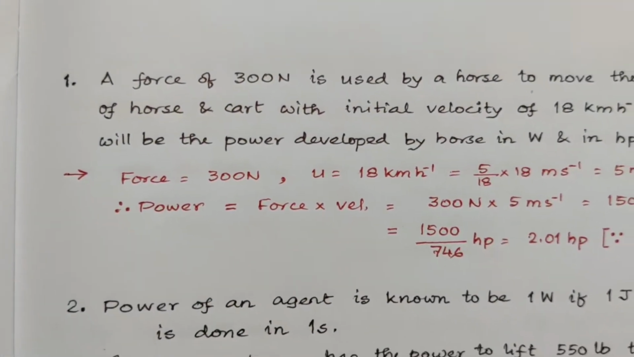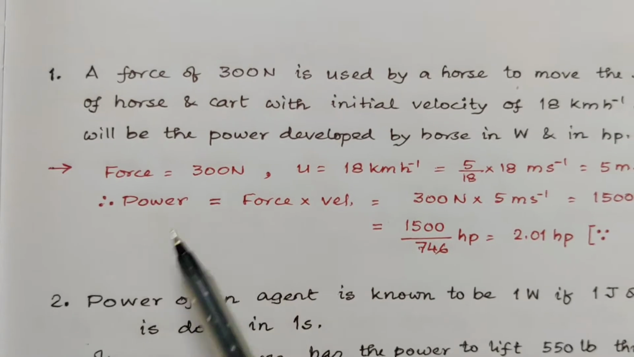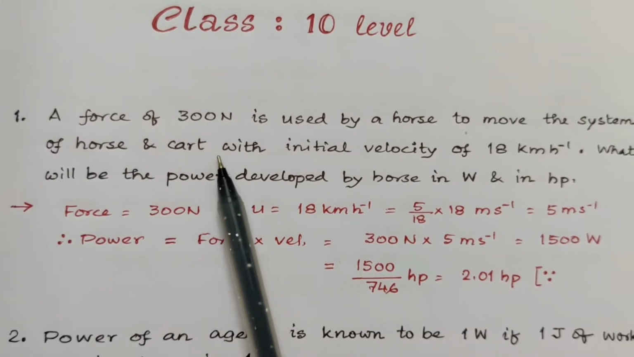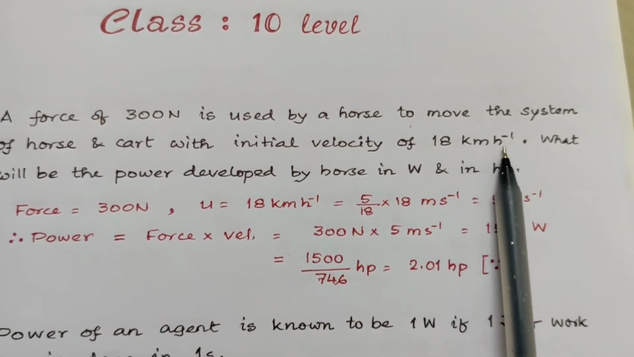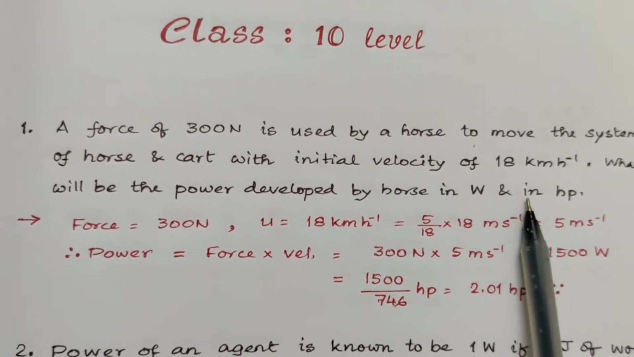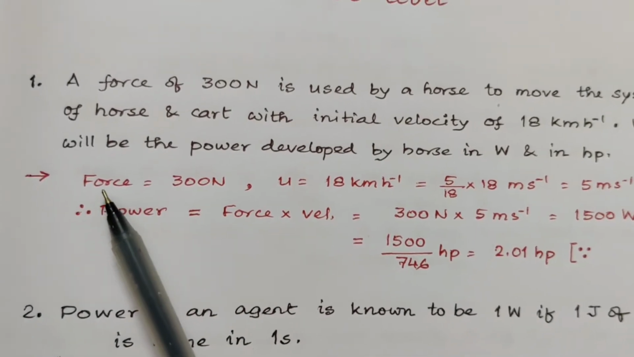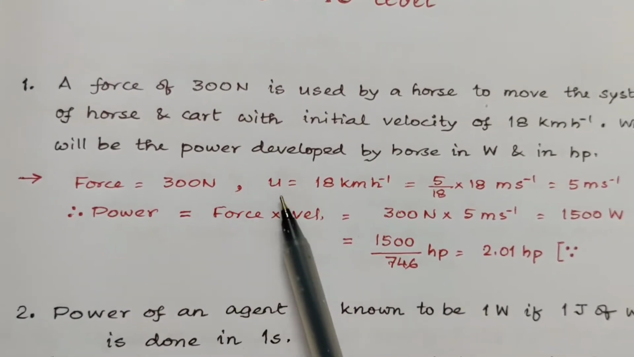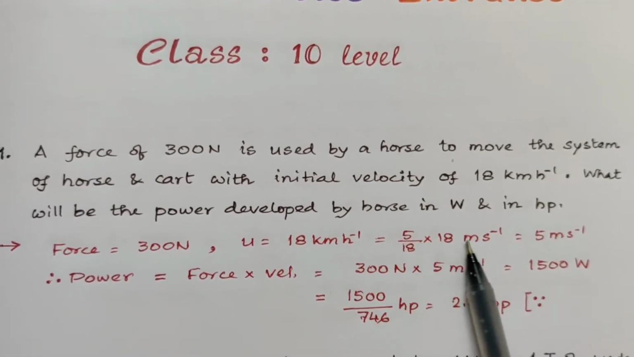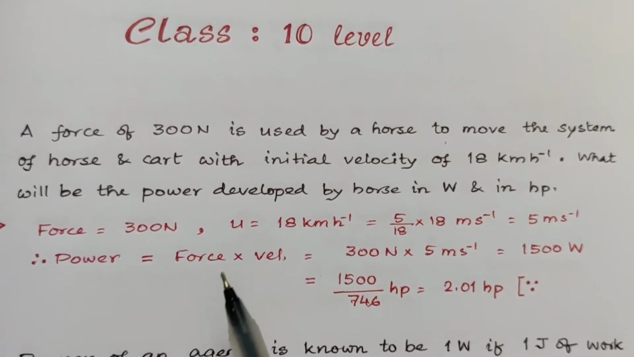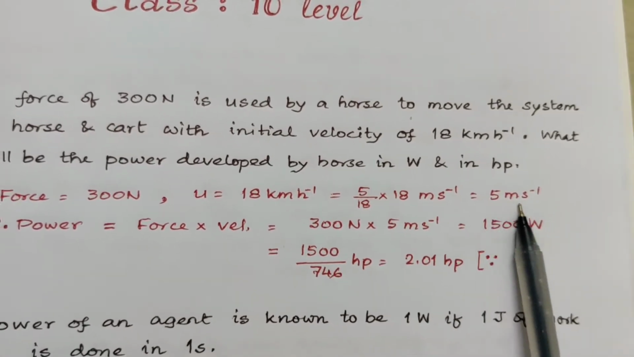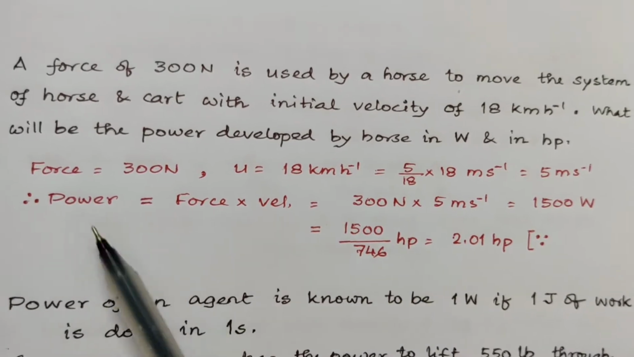The first problem is a force of 300 Newton is used by a horse to move the system of horse and cart with an initial velocity of 18 km per hour. What will be the power developed by the horse in watt and in horsepower? We know that force given here is 300 Newton. Initial velocity u is equal to 18 km per hour. We have to convert it in meter per second because everything is given in SI unit. So 18 km per hour is equal to 5 meter per second, as you can see the calculations.